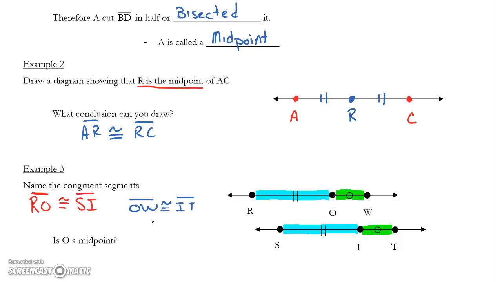The last question here for this example is, is point O a midpoint? And I want you to think about that. In order for it to be a midpoint, it needs to cut the segment it is on in half. Since RO and OW are not congruent, then no. O is not a midpoint because it does not cut that segment in half.